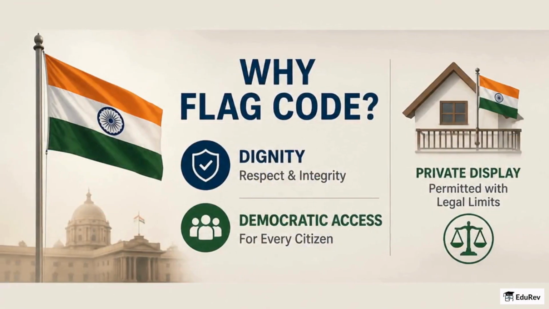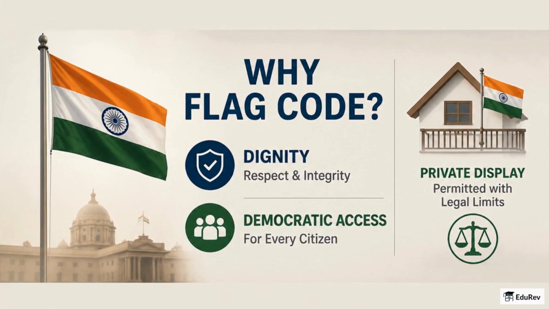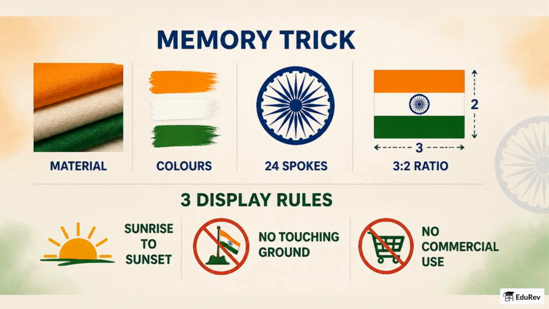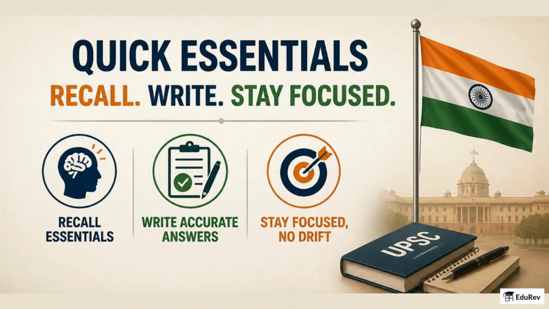In interviews, be ready to explain why the flag code balances dignity with democratic access and mention that private display is permitted with legal limits. A short memory trick. Remember material, colors, Ashoka Chakra, 24 spokes, 3:2 ratio, and 3 display rules. Sunrise to sunset, no touching ground, and no commercial use. That quick list gives you the essentials to recall under exam pressure and to write accurate, focused answers without drift.